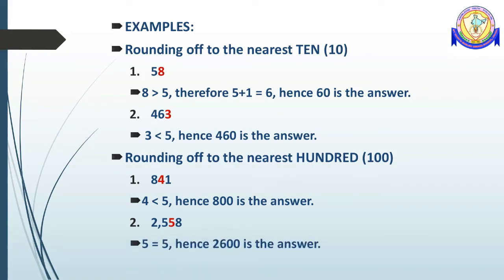In the second example, 2558. Here also same thing. You will get 5. 5 is equal to 5. Therefore, 2600 is the answer. Why? Because you have to add 1 to the digit which is in the hundreds place.